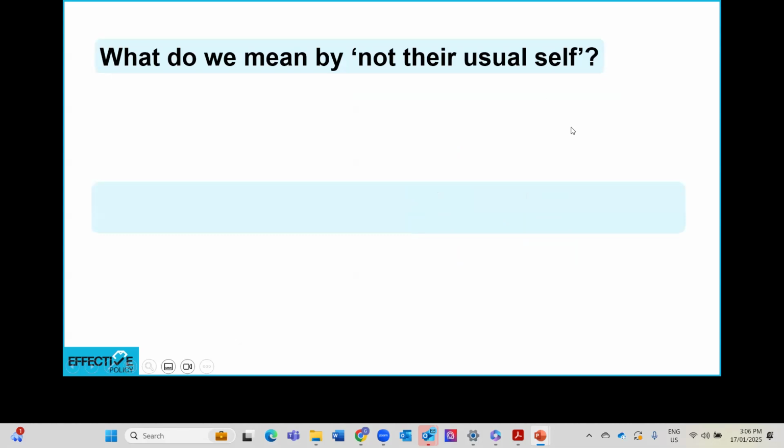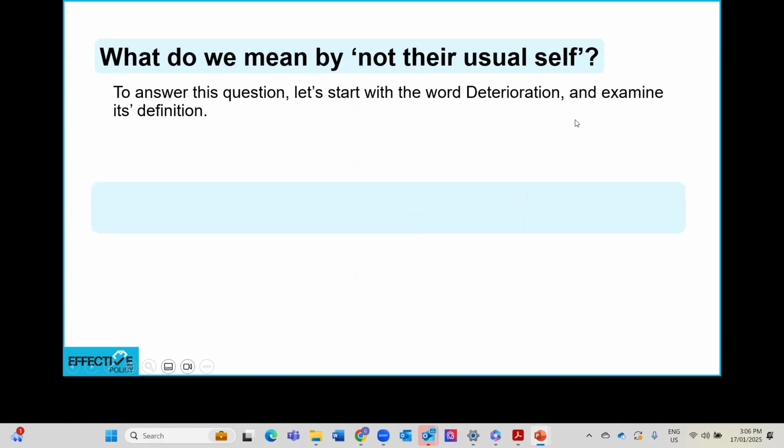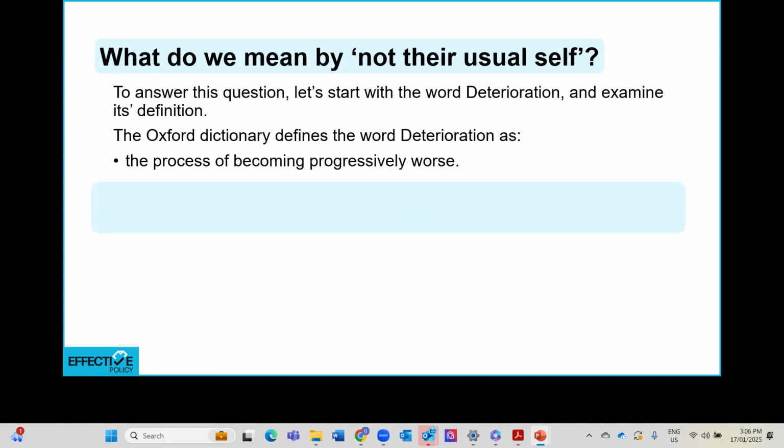What do we mean by not their usual self? The answer to this question, let's start with the word deterioration, okay? So this PowerPoint is available if you want to buy it afterwards, because you can use it for onboarding all your staff. What do we mean by not their usual self? To answer this question, let's start with the word deterioration and examine its definition. The Oxford Dictionary defines this word as the process of becoming progressively worse. There will be a lot of support workers who won't know what deterioration means. Let's not assume that everybody does, because it's not the case.